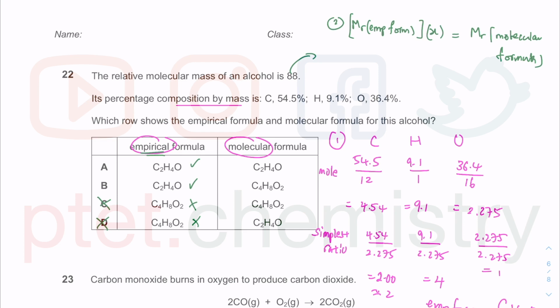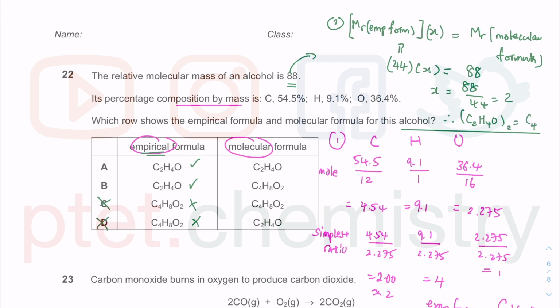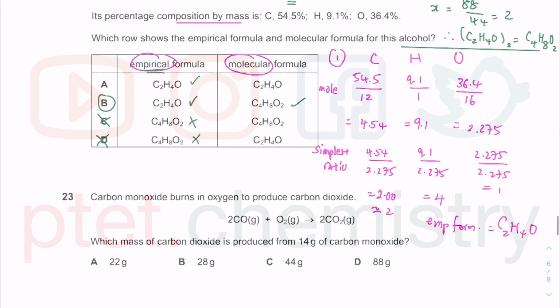So there's 44. So 44 times X is equal to 88. There's the MR of the molecular formula. So you can hopefully see that gives you 2. So therefore, the molecular formula is going to be C2H4O twice. So C4H8O2 is going to be the molecular formula. That's going to be option B there.